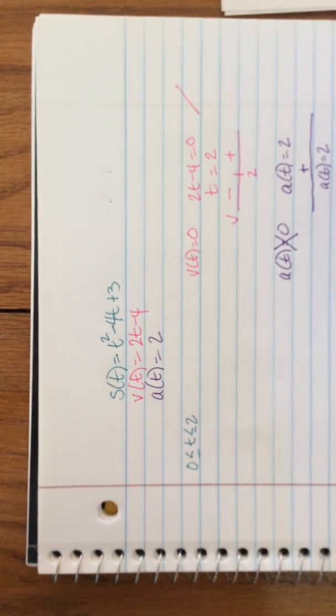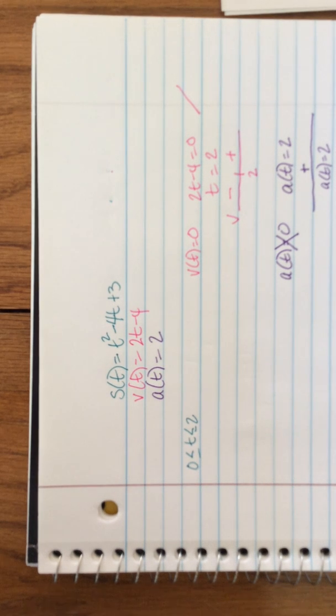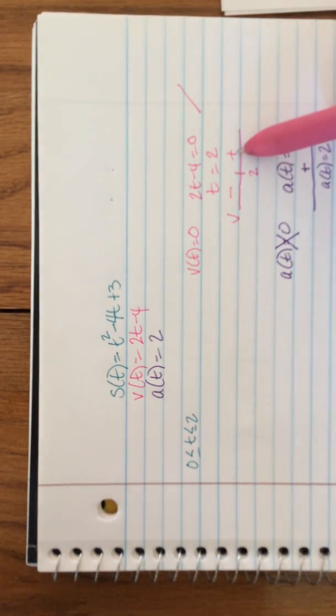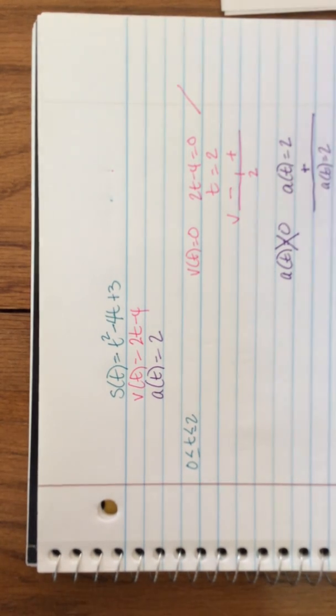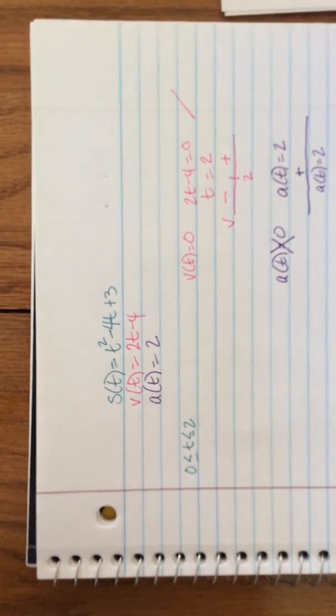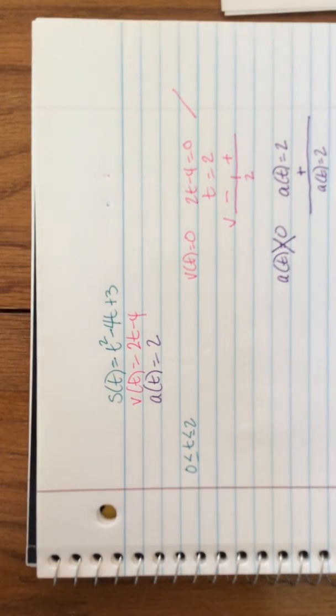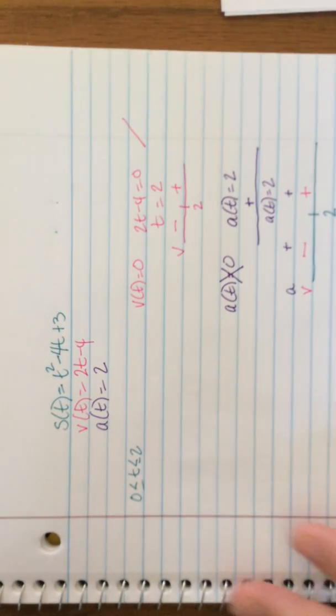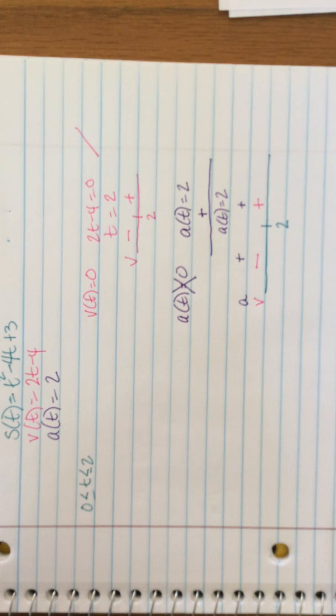I'm going to talk about what the velocity was. From 0 to 2, the velocity was negative. The velocity from 2 to whatever is positive. Now let's add the acceleration on there. Now the acceleration for all time values is positive. So I actually like to put both of those pieces of information on one sign chart.